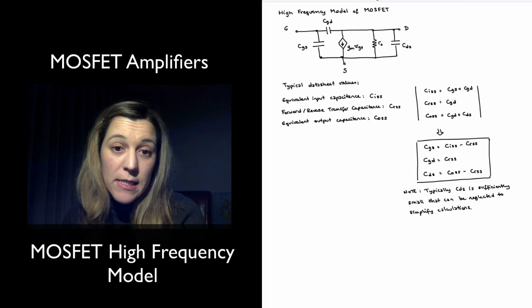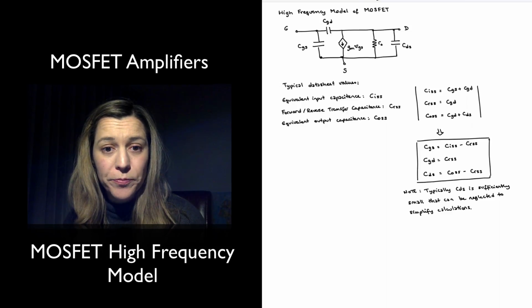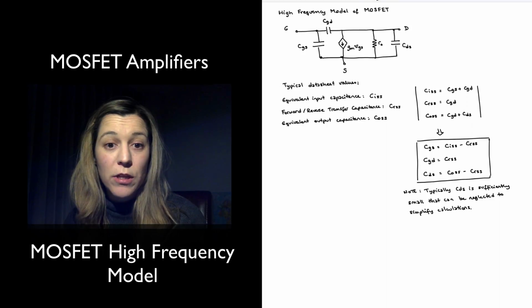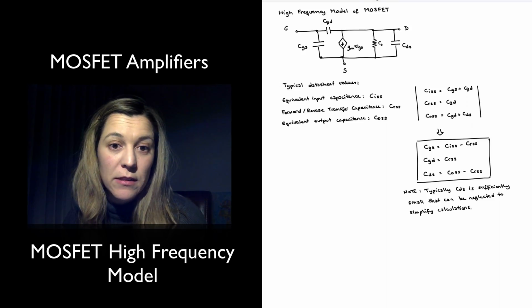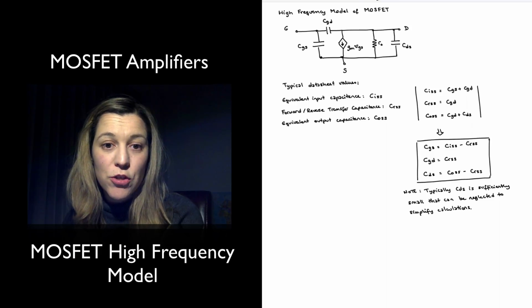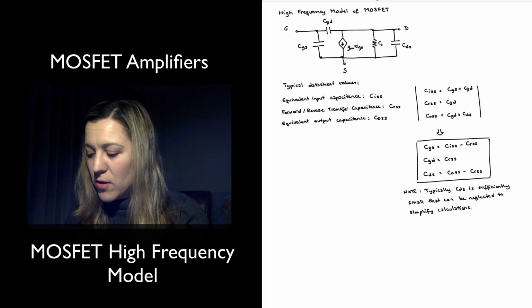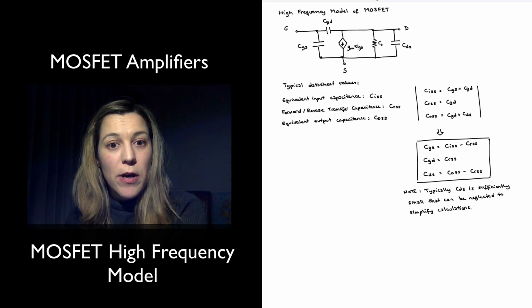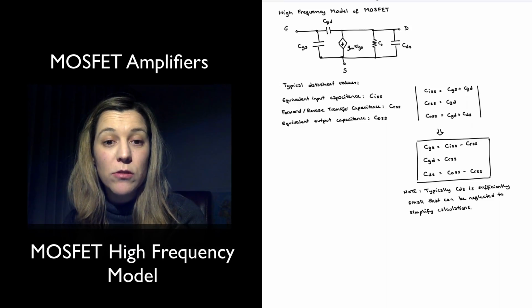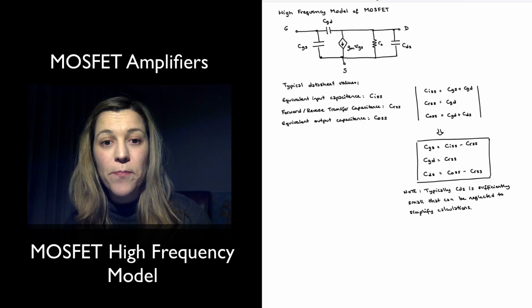There are some capacitances that I'm not showing here, and those will be the capacitances that go to the body terminal of the transistor. We're typically going to be ignoring those in our calculations, but in a more complete version of the model, we will need to consider those as well. Alright, so next we're going to see how we can apply this model to estimate the high frequency response, or the high cutoff frequency.